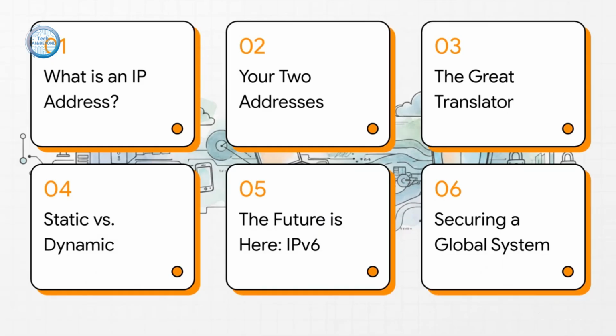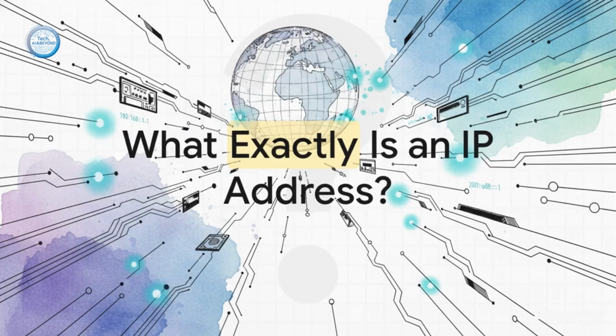So here's what we've got on tap. First, we'll hit the absolute basics, what an IP address even is. Then we'll unravel that common point of confusion, the idea of having two addresses, public and private. From there, we'll look at the incredible translator, NAT, that lets your home talk to the world. We'll also cover how you get an IP address in the first place, look ahead to the future with IPv6, and wrap things up by talking about the huge challenge of securing this entire global system. All right, let's jump right in at square one.